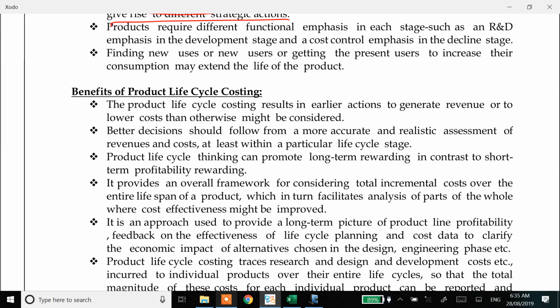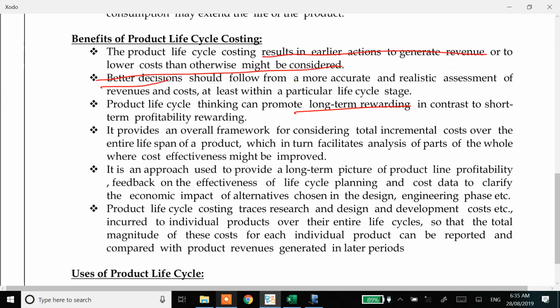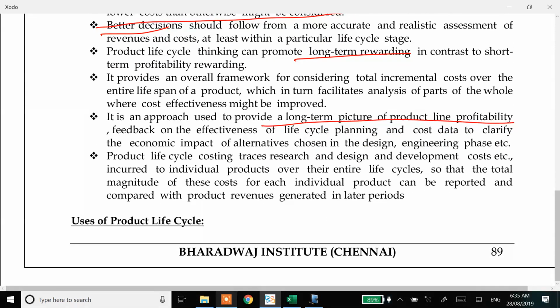So product life cycle results in earlier action to generate revenue or lower cost than otherwise might be considered, and better decisions, long term rewarding, which is what I was talking about, wealth maximization, and a long term picture of product line profitability.